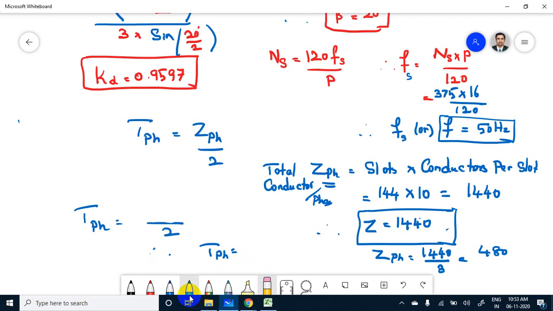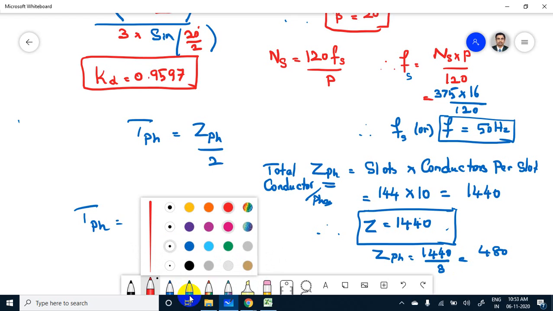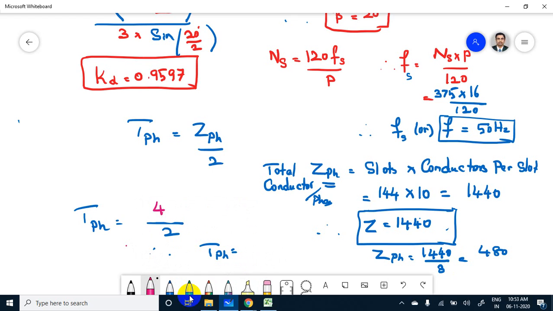So here I am writing 480. 480 divided by 2, how much? Z per phase. Z will be the total conductor, but we are calculating for Z per phase. How much? 240. 240.